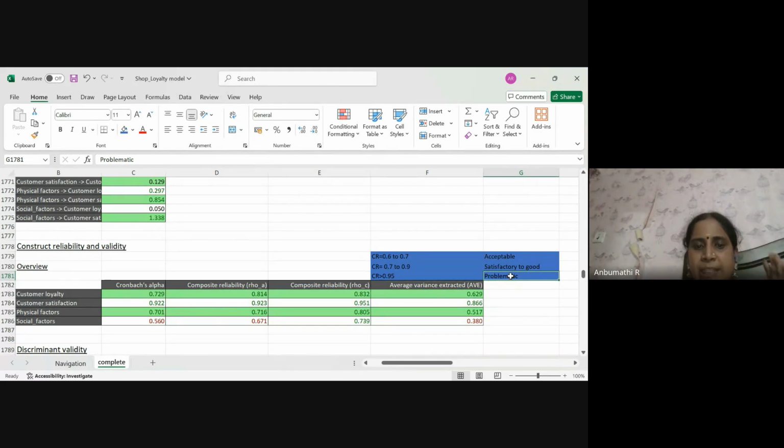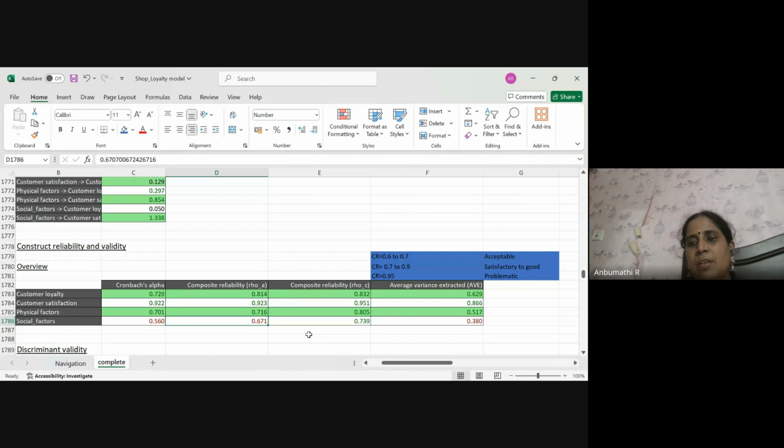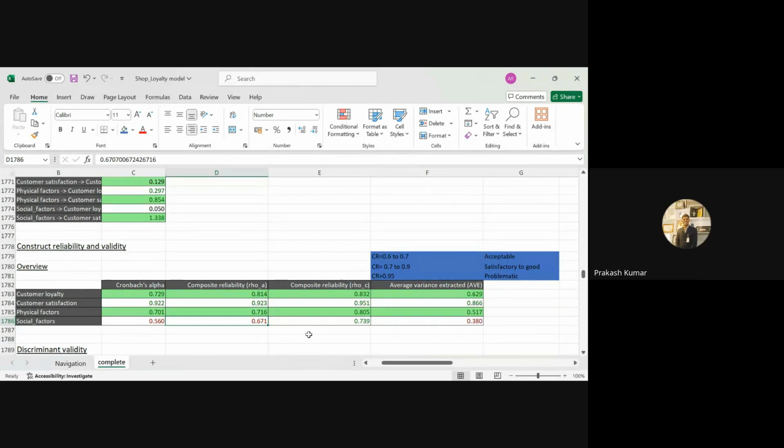So based on this cutoff, customer loyalty, customer satisfaction, and physical factors are all in the satisfactory to good range, while the social factor, which is 0.671, is in the acceptable range. Is that okay? Yes, madam.